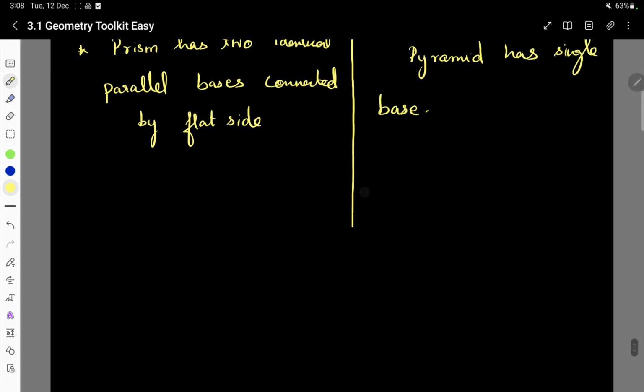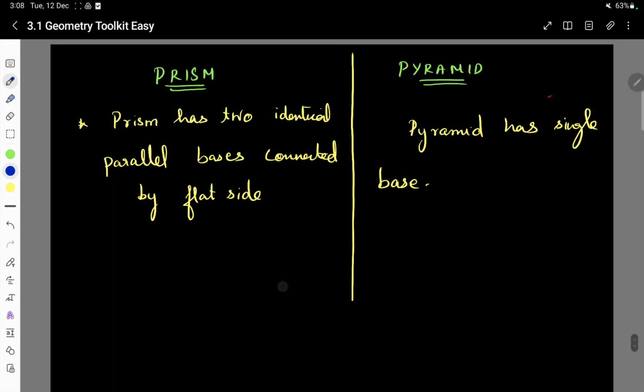So I'll explain this with the help of a diagram. First I will go with a triangle like this. If I take a triangle here, two identical parallel bases. This base I am taking as one triangle. Two identical means the same triangle I have to draw here also. After that I have to join the corresponding vertices, flat sides they have mentioned, like this. And from here I have to join this, and for this I have to join this. So we call this shape a prism.